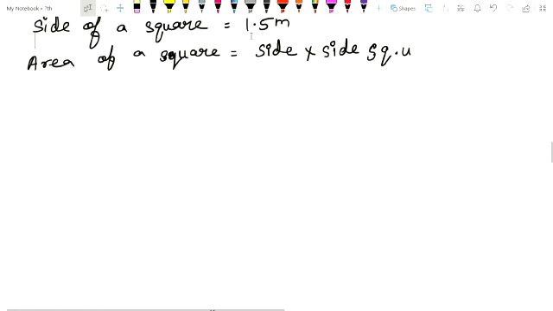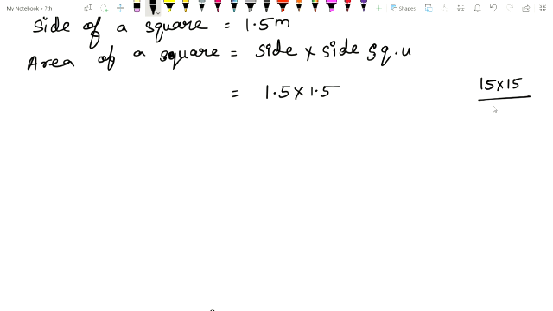Okay. So here side equal to 1.5 meters. So 1.5 into 1.5. So what you will get, children? 15 into 15, you know very well, 225. So here one decimal, totally two decimals we need to keep. So 2.25 meters square. Next, we need to find out area of a remaining sheet.